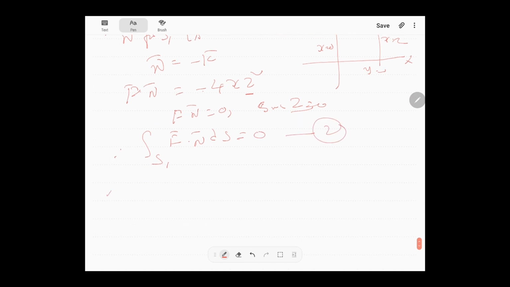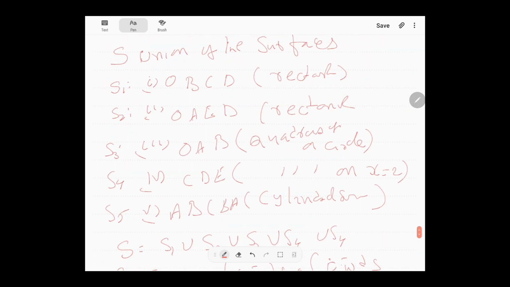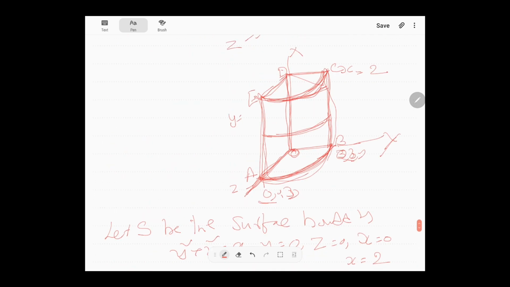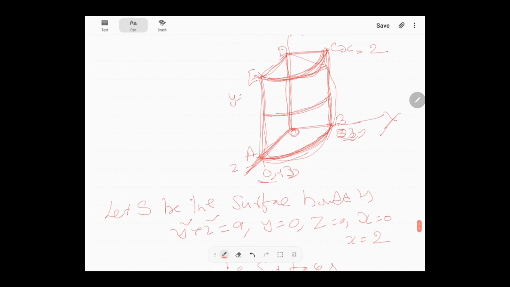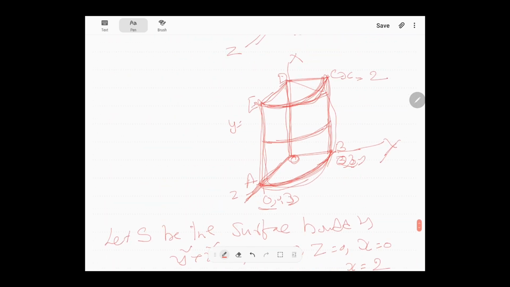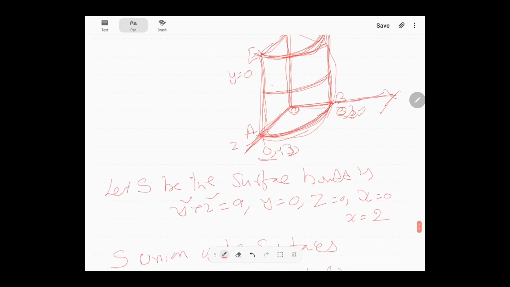Let us call it S2. Now, along S2, what is S2? Here I have given S2. S2 is also a rectangle OAED. Where is this OAED? OAED is on the XZ plane. On the XZ plane, Y is 0. And the outward normal vector for the XZ plane: j bar is the normal vector along the Y axis, but it is coming inside the surface, therefore outward is minus j bar.